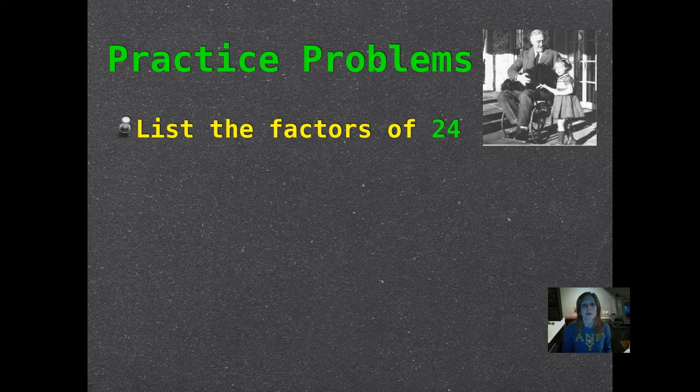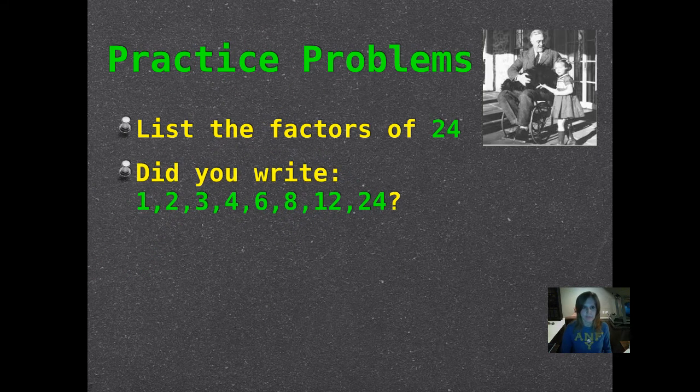Here's our first one. List the factors of 24. This is number 1. List the factors of 24. Use your divisibility rules, write them in a T-chart, and then list them out. Go ahead and pause and push play when you're ready. Did you write 1, 2, 3, 4, 6, 8, 12, and 24? Good for you if you did. Let's watch and see how we did that.